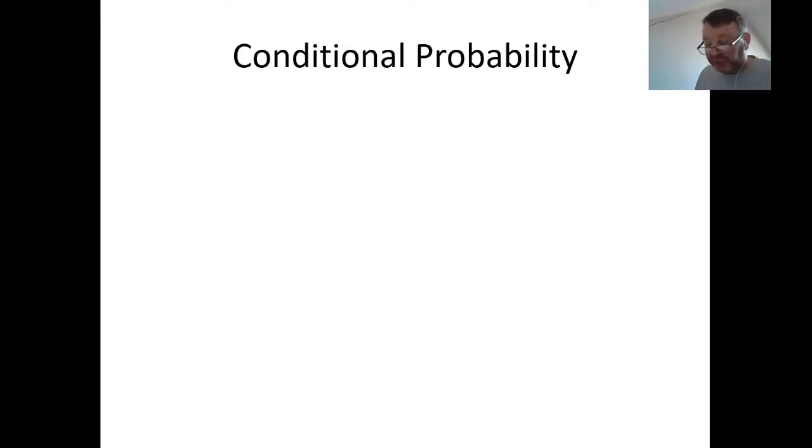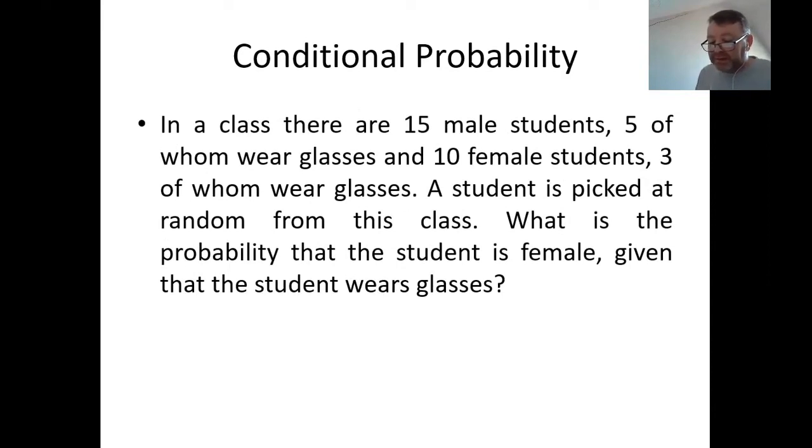And perhaps the best way to show you that is by a question. In a class, there are 15 male students, 5 of whom wear glasses, and 10 female students, 3 of whom wear glasses. A student is picked at random from this class. What is the probability that the student is female, given that the student wears glasses?